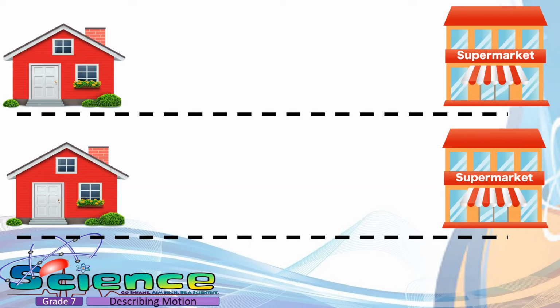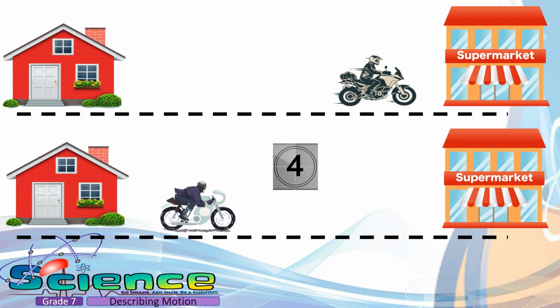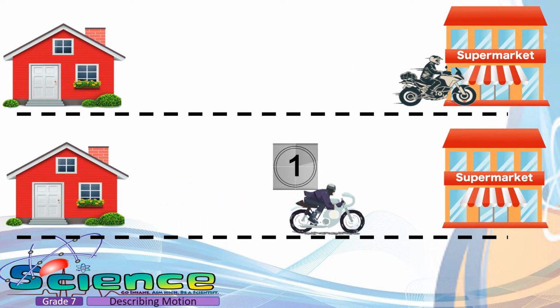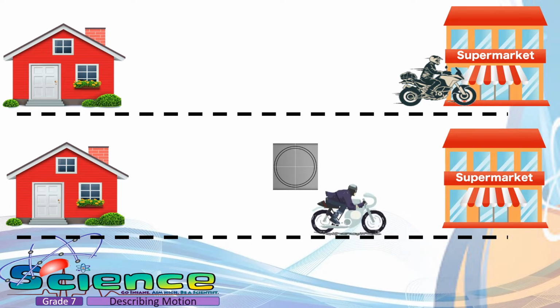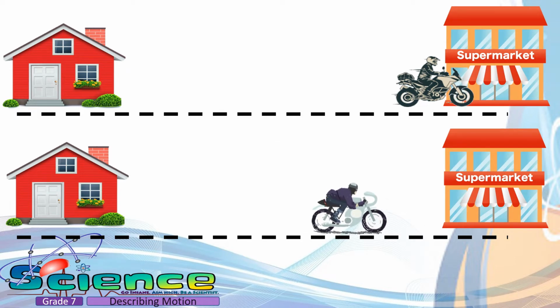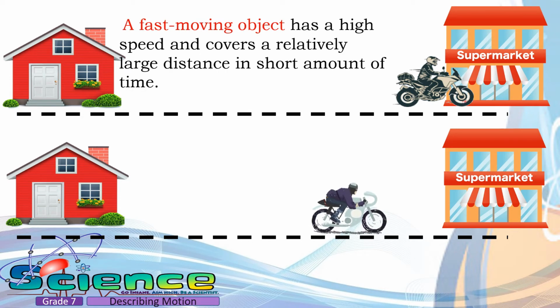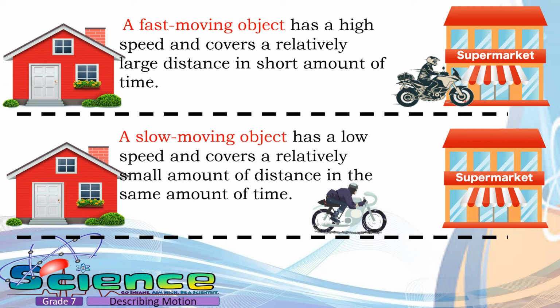Observe the speed of the two motorcycles. Which do you think will cover a greater distance in 5 seconds? The one that moves faster or the one that moves slower? You are correct. A fast-moving object has a high speed and covers a relatively large distance in a short amount of time, while a slow-moving object has a low speed and covers a relatively small amount of distance in the same amount of time. An object with no movement at all has zero speed.